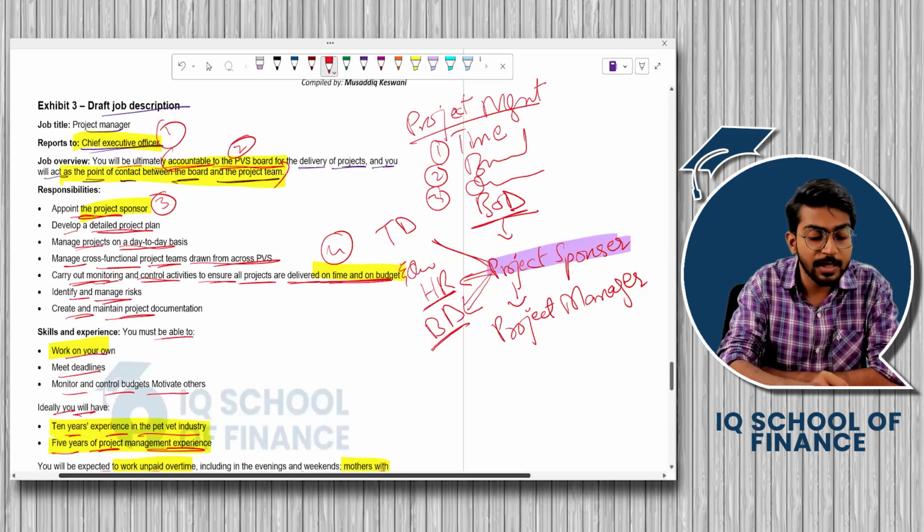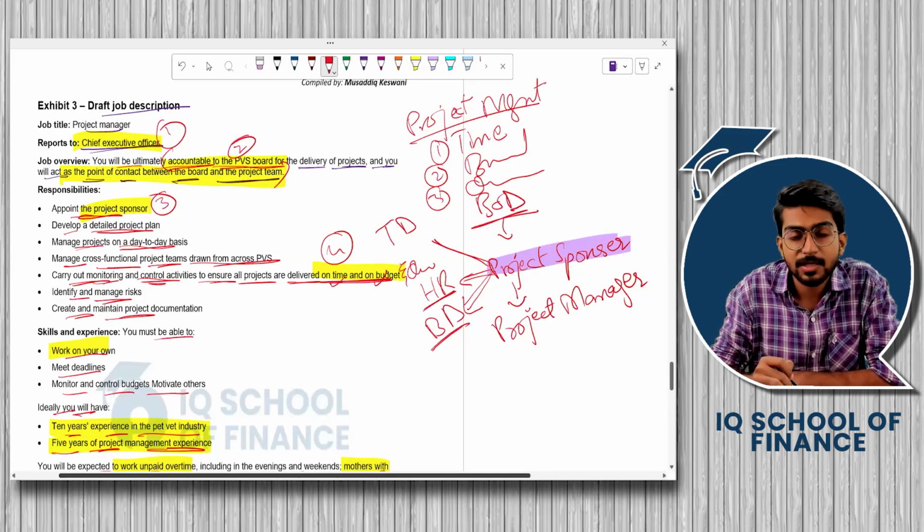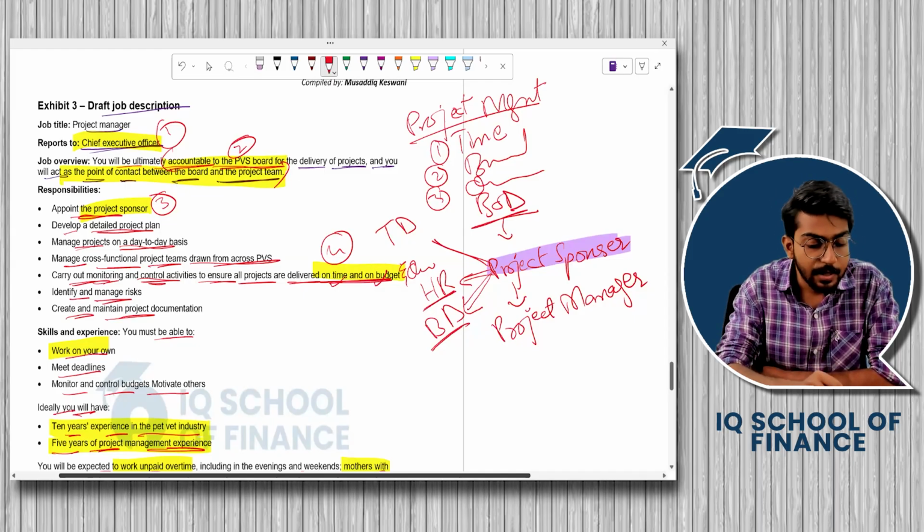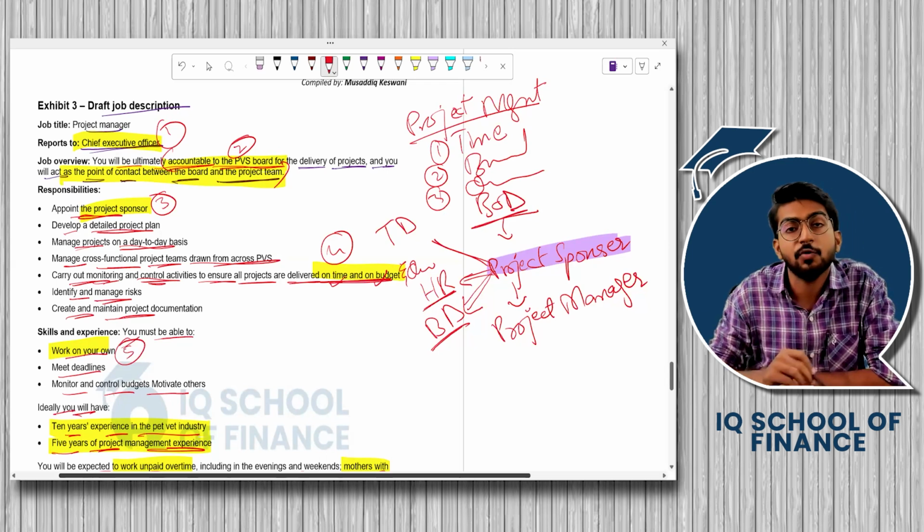You are asking him to monitor and control the time and budget. What about the quality? Aren't we concerned about the quality? This is the issue. You must be able to work on your own. Why work on your own? You are carrying out the project. You should be able to work with the team. You have to collaborate with the team. Why are you asking him to work on his own?